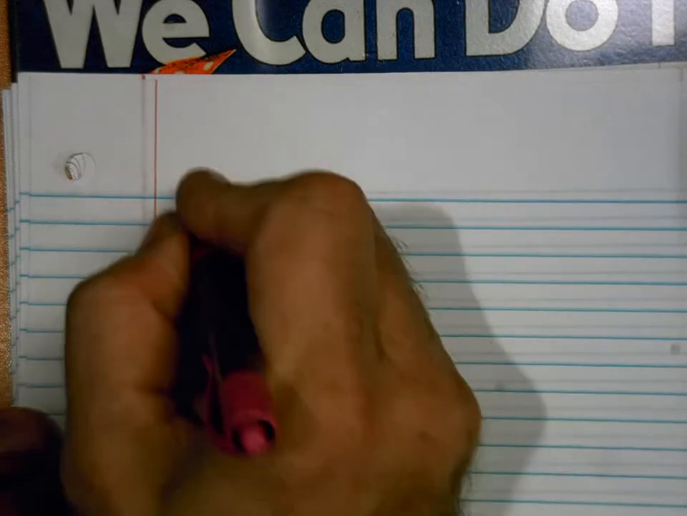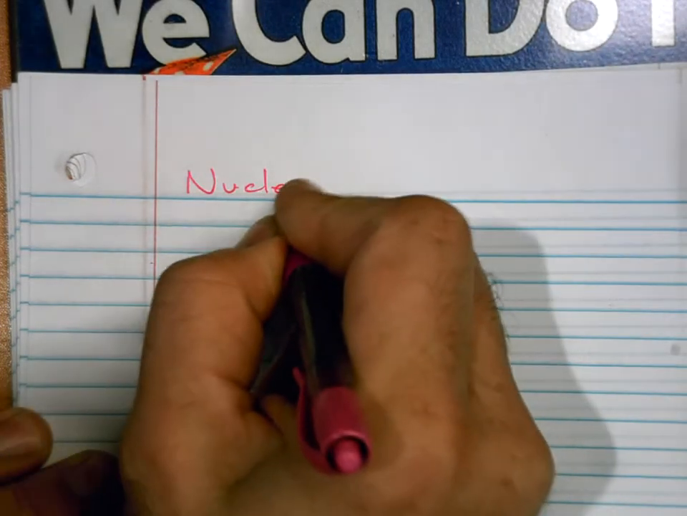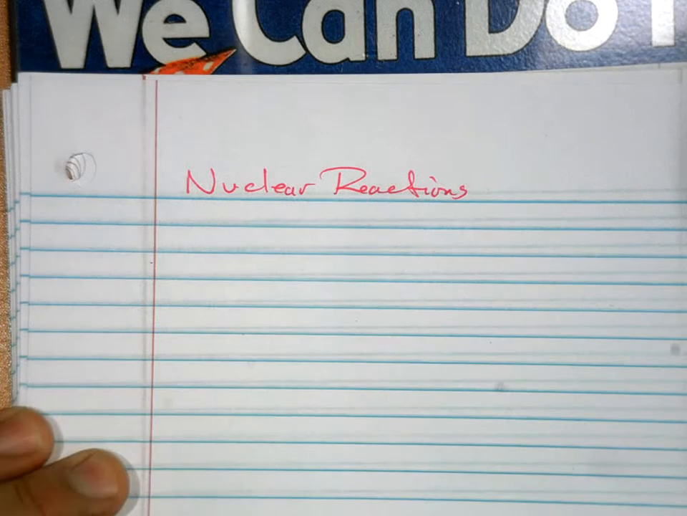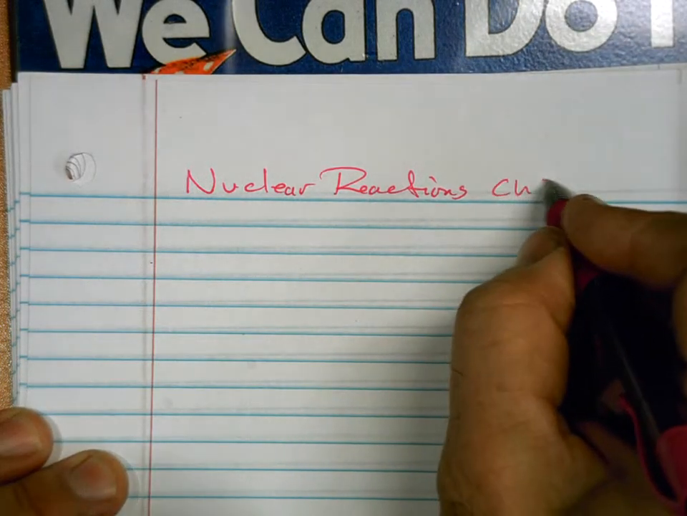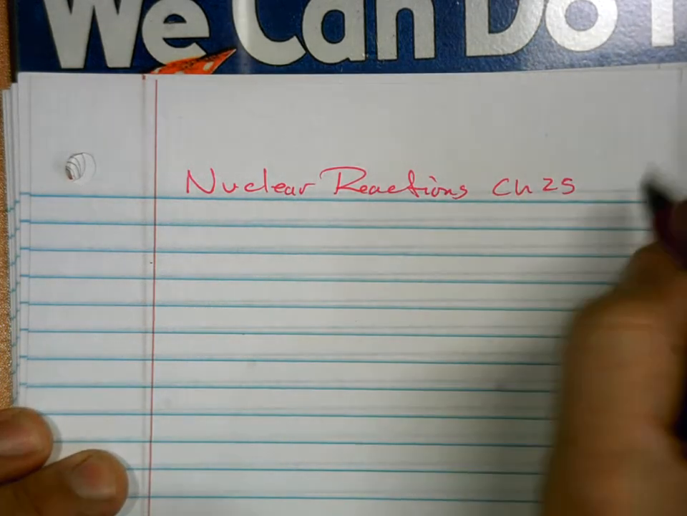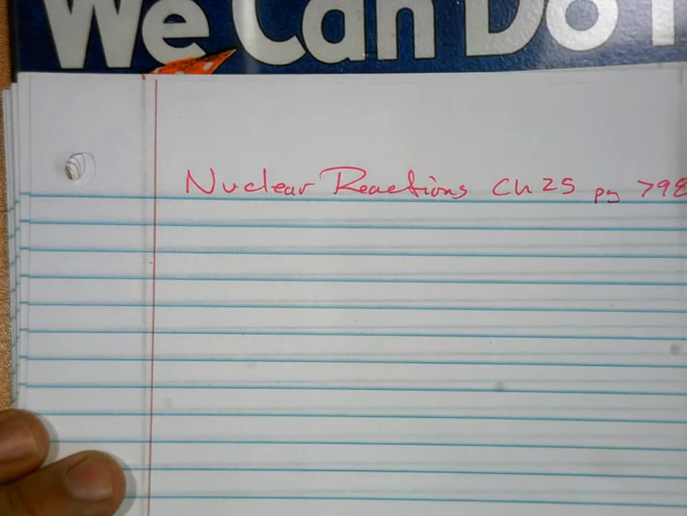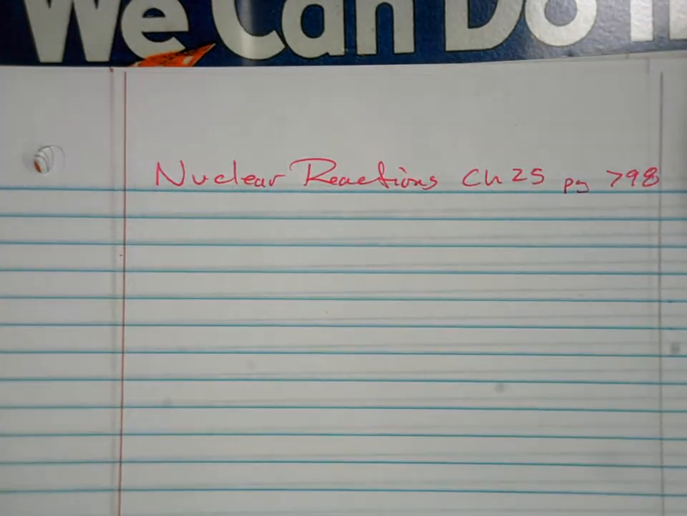Well, this is nuclear reactions. And this will be in chapter 25 of our textbook, and that's where you'll be working tonight in your homework, and I believe it starts on page 798. Some nice diagrams there to look at, and then we'll be doing some reading from it as well.